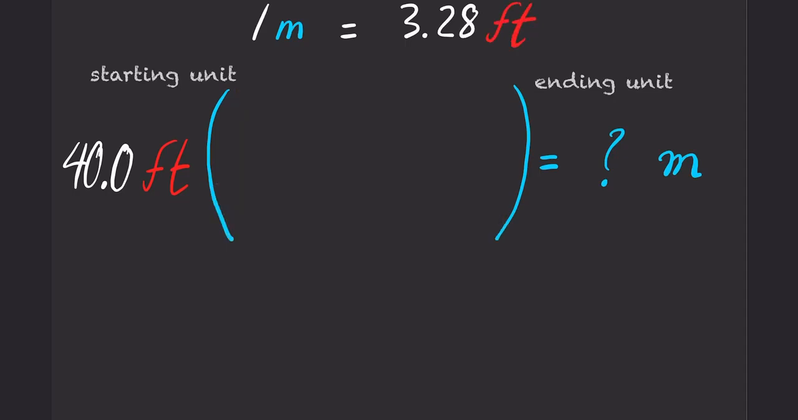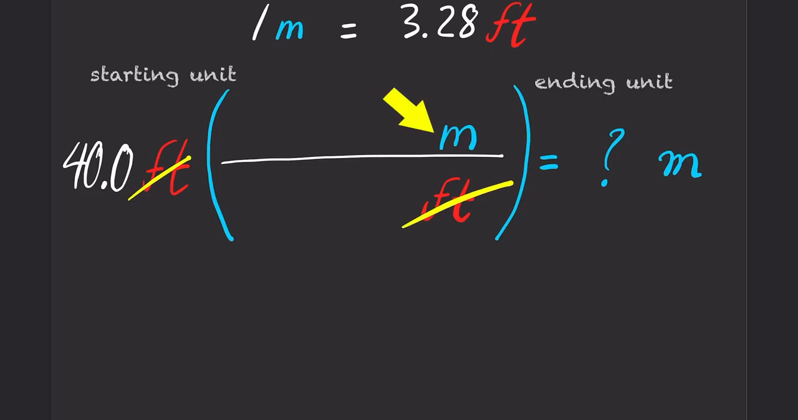To build the conversion factor, start by writing the ratio as a fraction. In this case, we start with 40 feet. If we put meter in the numerator and feet in the denominator, feet will cancel, and we're left with meters as the only unit, which is what we want to end with.